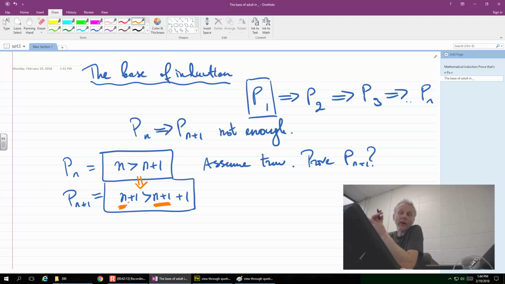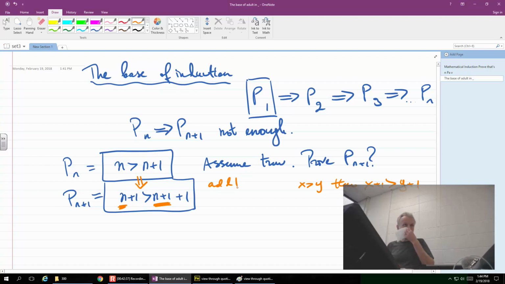What are the rules of inequality? All I do here is just apply a certain rule of inequalities. What is that? I added 1 to both sides of the first inequality. So add 1. If x is larger than y, then x plus 1 is larger than y plus 1, right? So that's the rule of inequalities. So indeed it works out in the sense that if the first inequality is correct, then the second inequality is also correct. Which means that the inductive step has been proven.